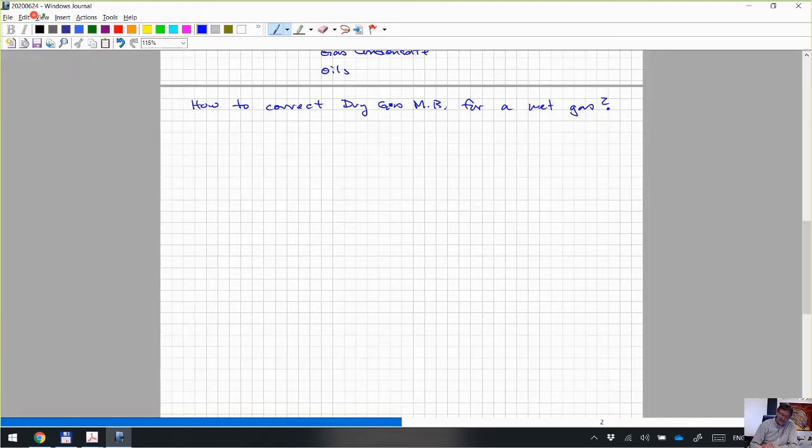So any suggestions on how to do the correction here? Anybody want to come in with a suggestion from outside? Maybe to use a GOR. To use a what? Gas oil ratio. Okay, we're going to use the GOR. That's correct. But the question is how to use it.